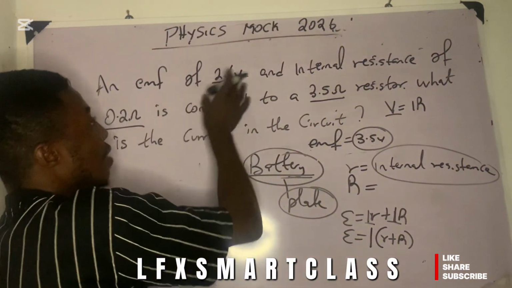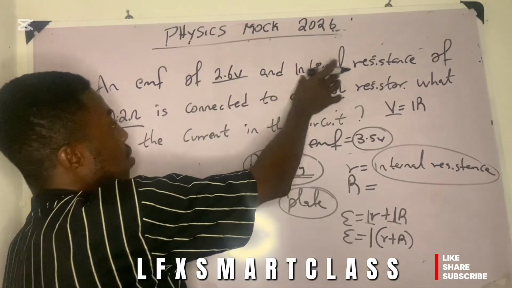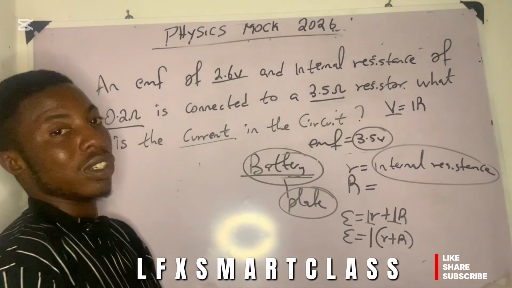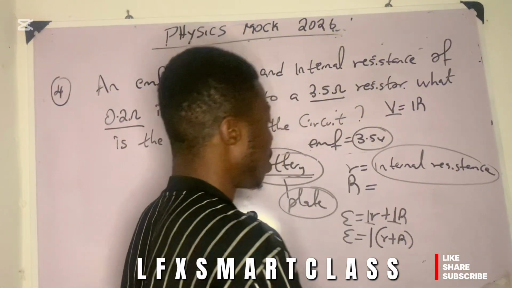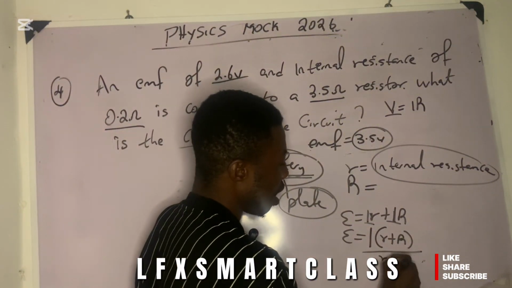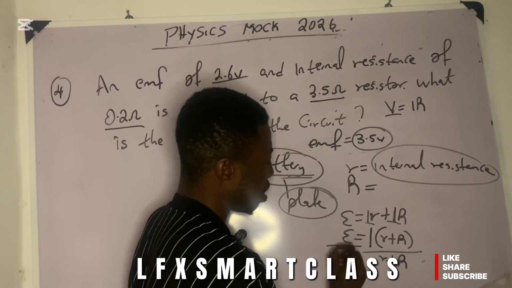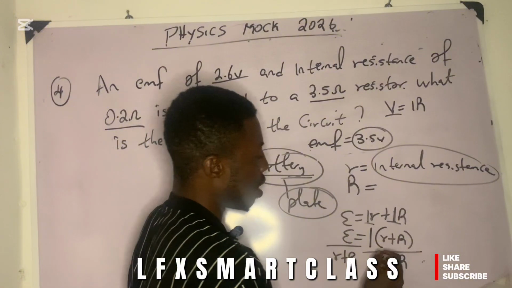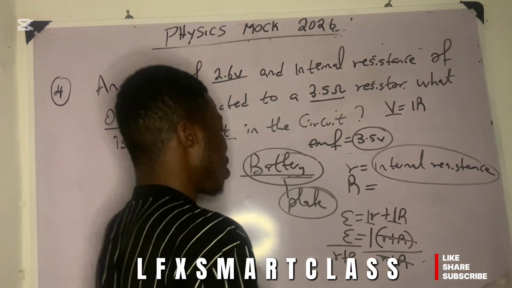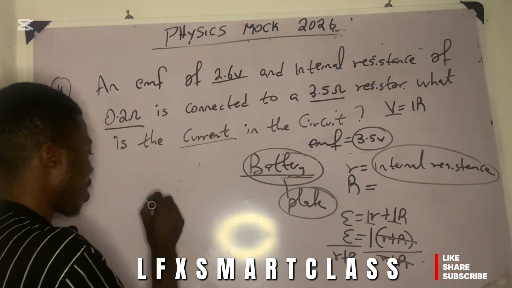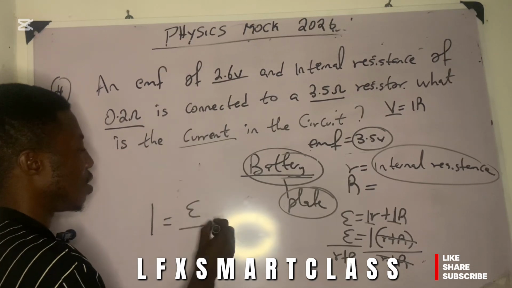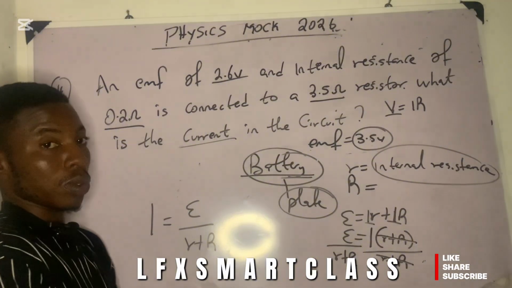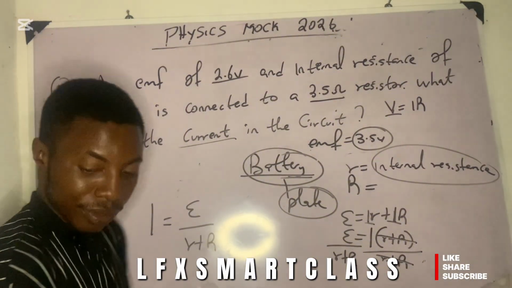Now let's go to the question. They have actually given us the EMF, and what we are looking for is the current. So let's make the current the subject of the formula. Divide both sides by r plus big R, so that you cancel it out and I stands alone. Your formula now becomes I is equal to E all over r plus big R. So let's use this now and solve.